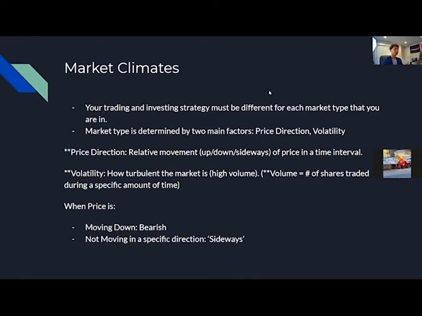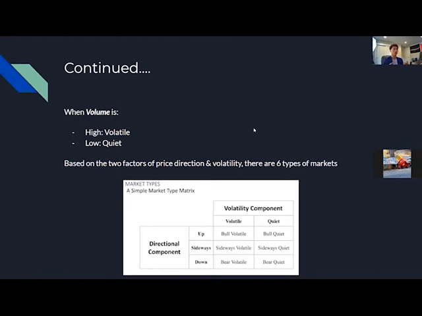So besides a bull, which is an upwards trend, when the price is moving down, we consider that a bearish market. And as I said earlier, when it's not moving in a specific direction, it's moving sideways. Moving beyond just the price direction, volume is very important to recognize. When it's high, we consider it volatile, and when it's low, we consider it quiet.